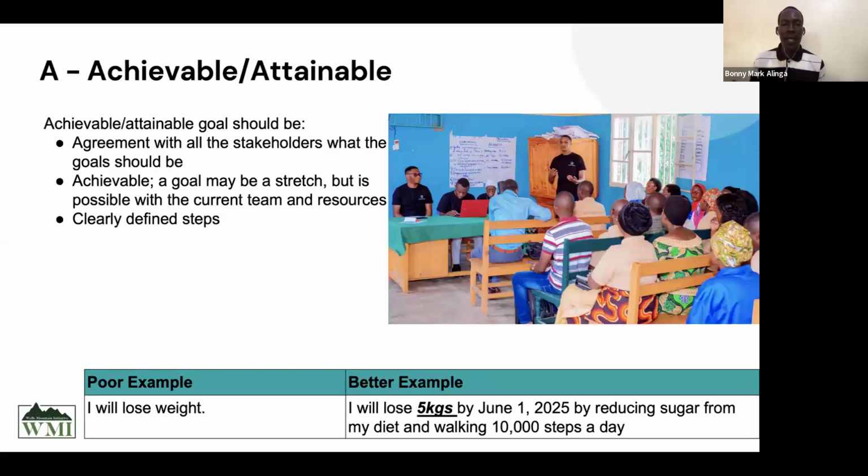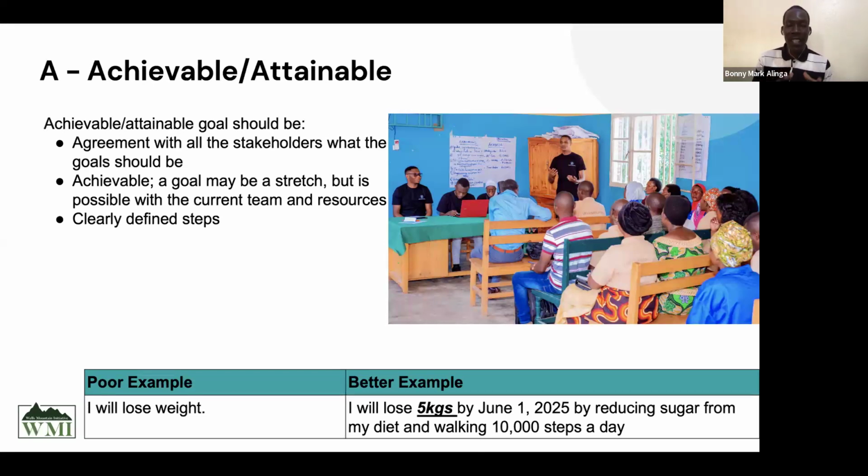And the achievability, the attainability of the SMART goal itself. It should be agreeable with all the stakeholders. If you as an individual have chosen to lose 5 kgs of weight, is it attainable? Is it agreeable? Can we all achieve it? Is it achievable? Is it very clear? Is it defined? Are there steps that will guide us to reach there? If it is not there, then our goal is not SMART.